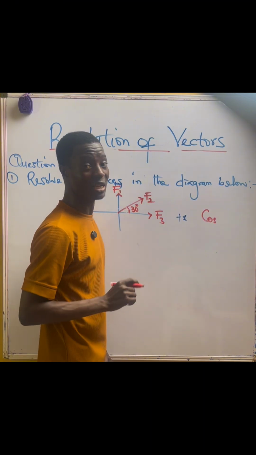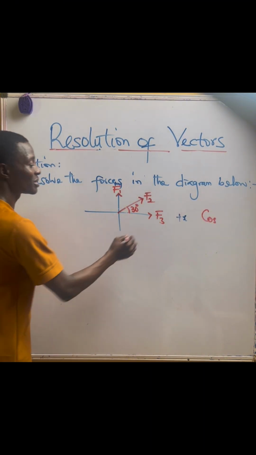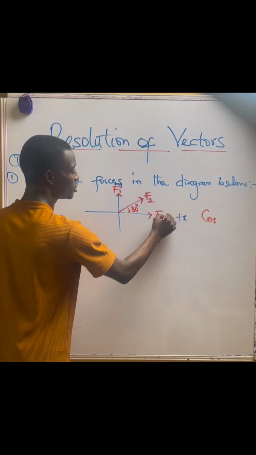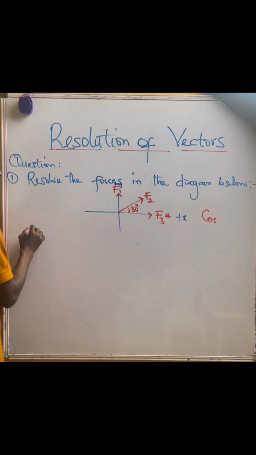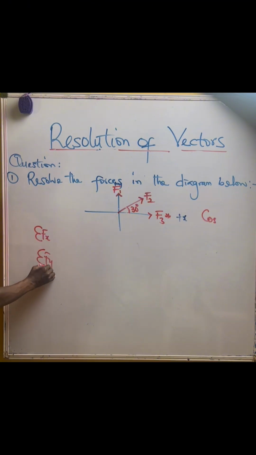Now let's resolve and see what's going to happen. So I'm picking a starting point, which is F3, all right? So I'm resolving towards x-axis and I'm also resolving towards y-axis, okay? So this sign I wrote here actually is sum, okay? Sum of forces towards the y-axis and sum of forces towards the x-axis. That's what the sign represents.